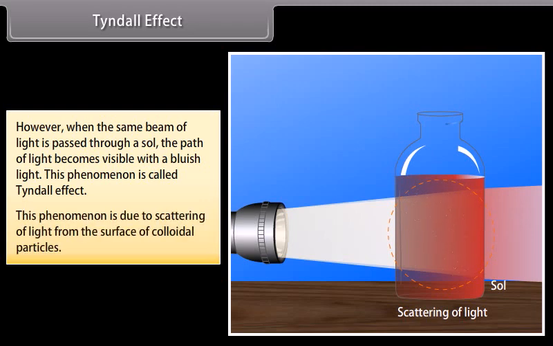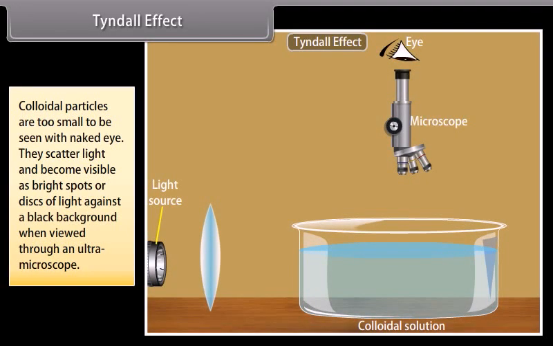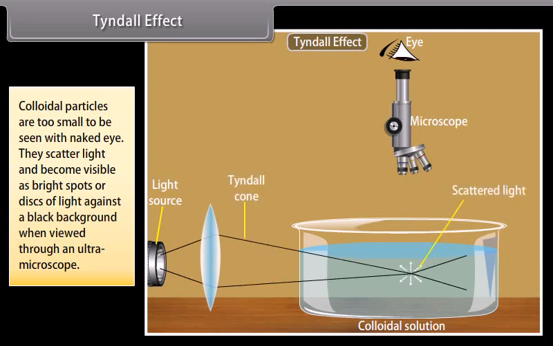This phenomenon is due to scattering of light from the surface of colloidal particles. Colloidal particles are too small to be seen with the naked eye. They scatter light and become visible as bright spots or disks of light against a black background when viewed through an ultramicroscope.